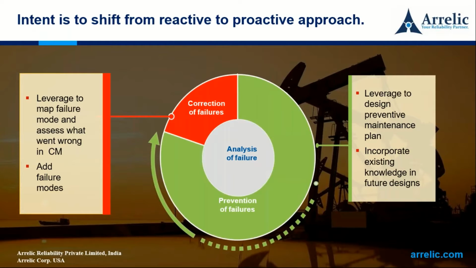The intent is to shift from reactive to proactive approach. Nobody wants to be living in a reactive culture. When you are in a reactive culture, it means that the machines and the assets are controlling you. You should always try to be in a proactive culture where you are in control of what you want to do with the assets. So you need to map failure modes and assess what went wrong in corrective maintenance, add failure modes.